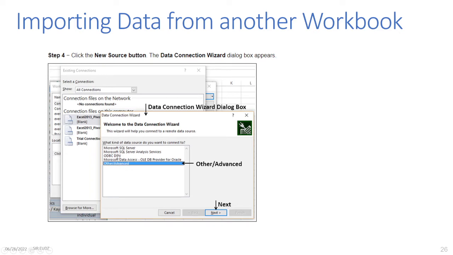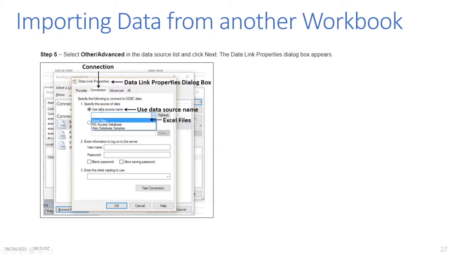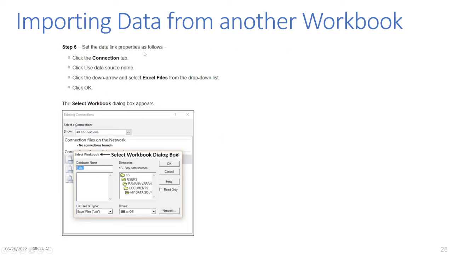So we can have several connections here: SQL Server, ODBC, or Microsoft Data Access, or other advanced. Then we click Next. So for the connection, select Other/Advanced in the data source list and click Next. The Data Link Properties dialog box appears. So we have here the Data Link Properties dialog box. Then set the data link properties as follows.